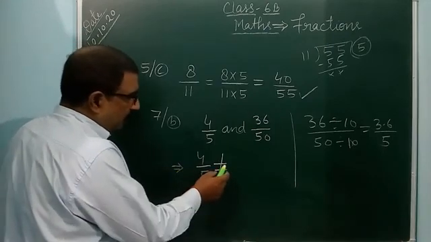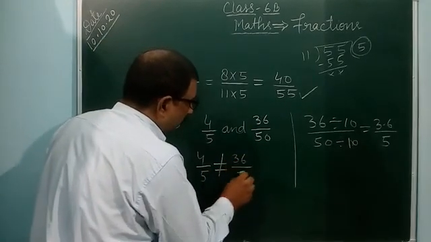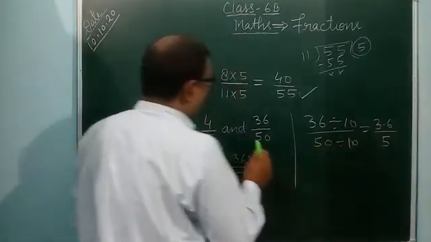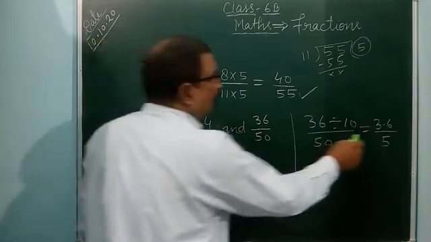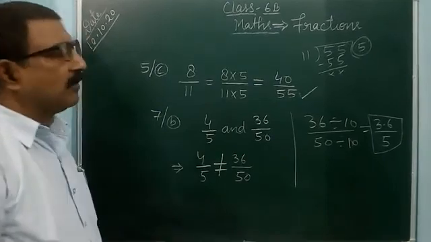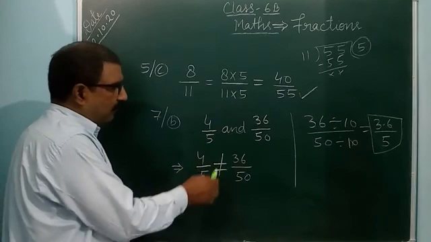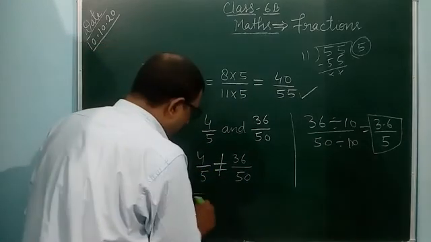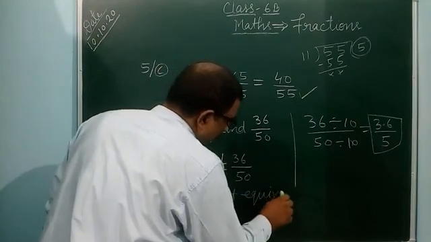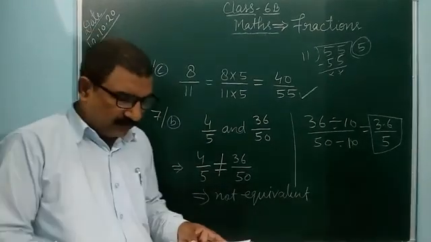4 by 5 is not equal to 36 by 50, because values are different. Because 36 by 50 has which value? 3.6 by 5. So 3.6 by 5 is not equal to 4 by 5. So you can say 4 by 5 is not equal to 36 by 50. It means the fractions are not equivalent. You write here not equivalent. Like that, you do questions C and D yourself.